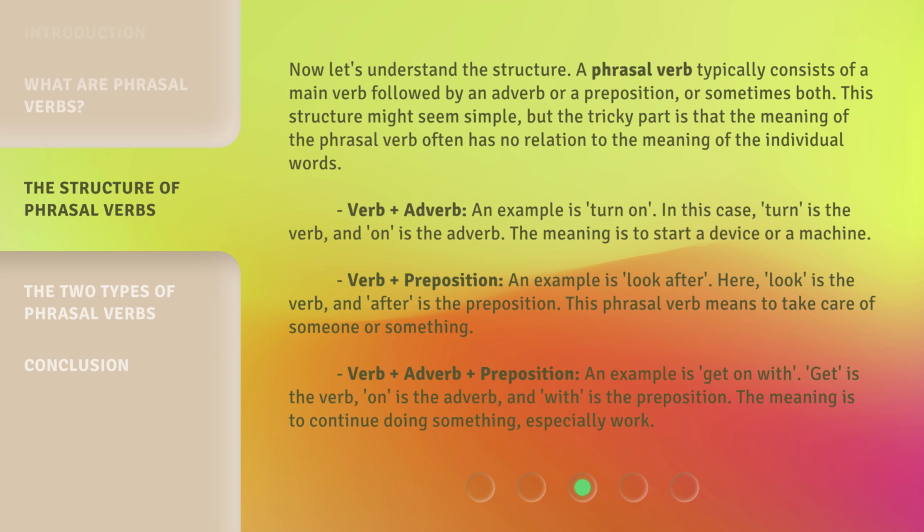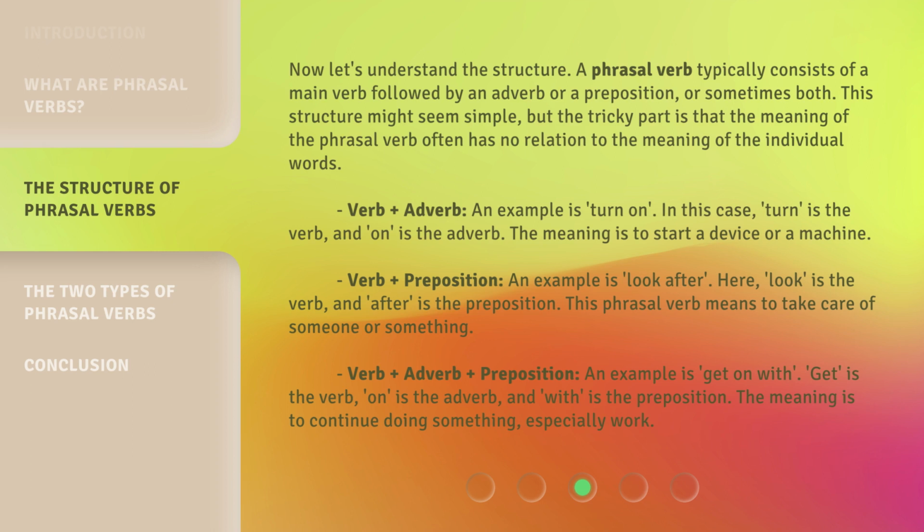Now let's understand the structure. A phrasal verb typically consists of a main verb followed by an adverb or a preposition, or sometimes both. This structure might seem simple, but the tricky part is that the meaning of the phrasal verb often has no relation to the meaning of the individual words.